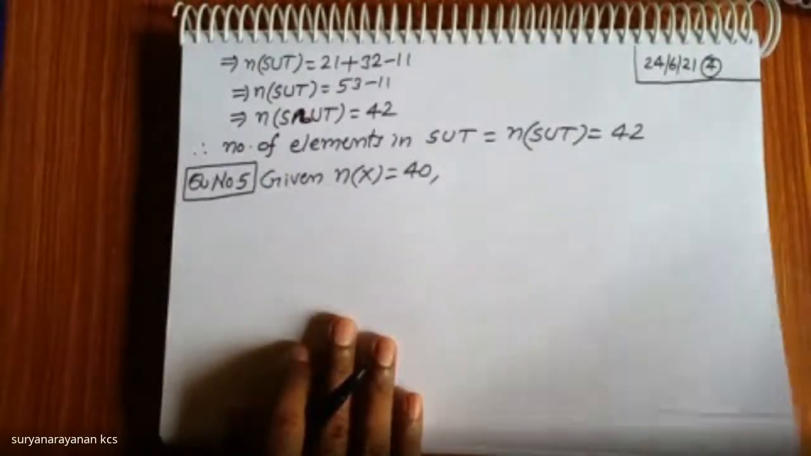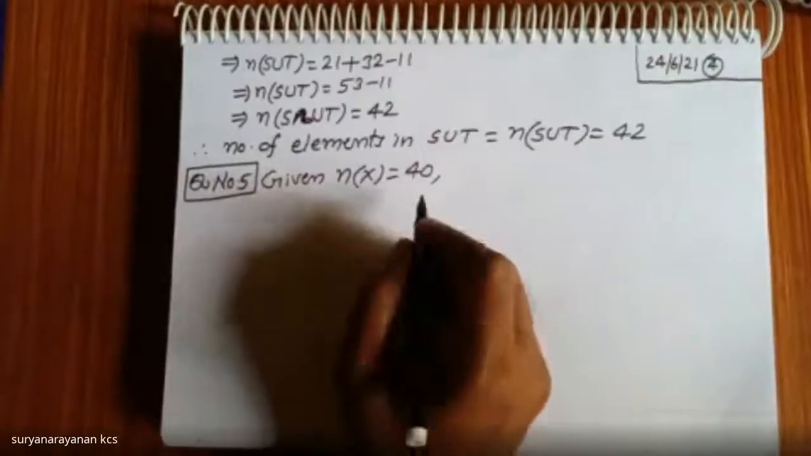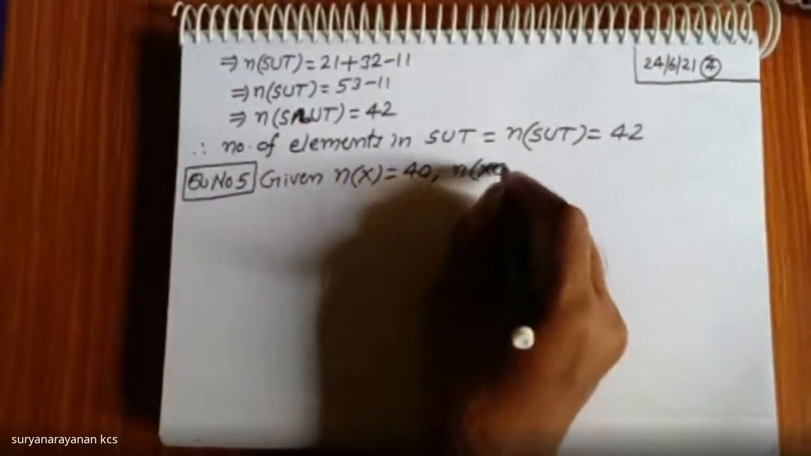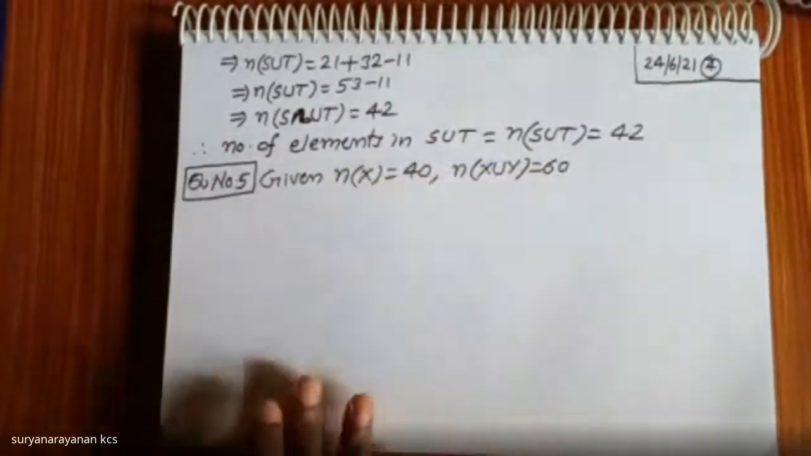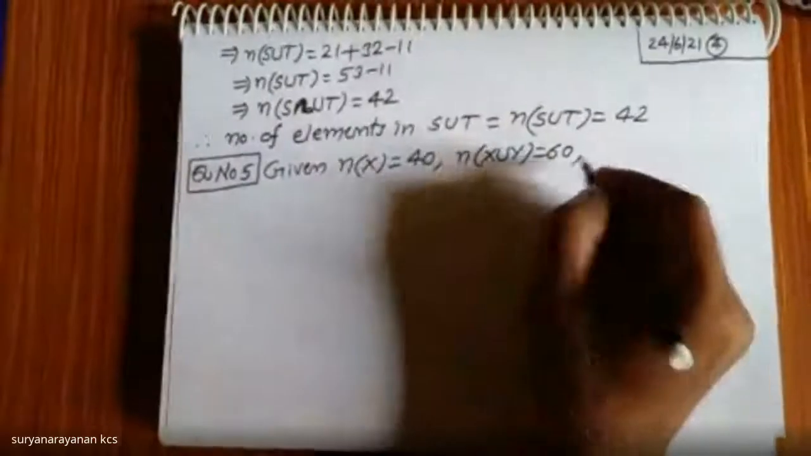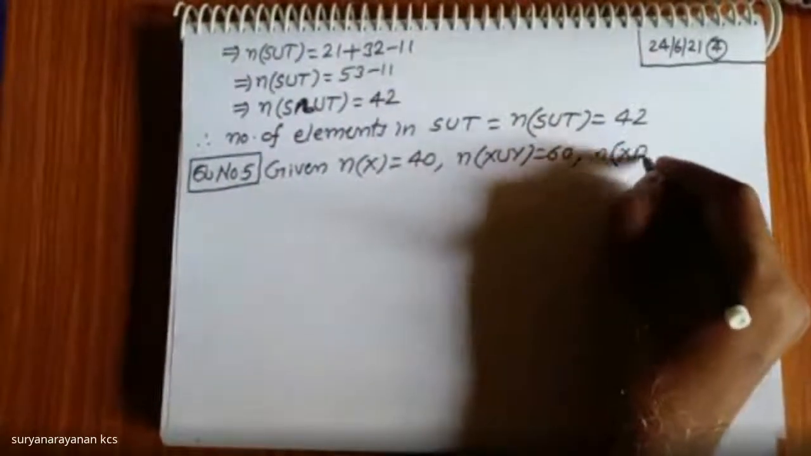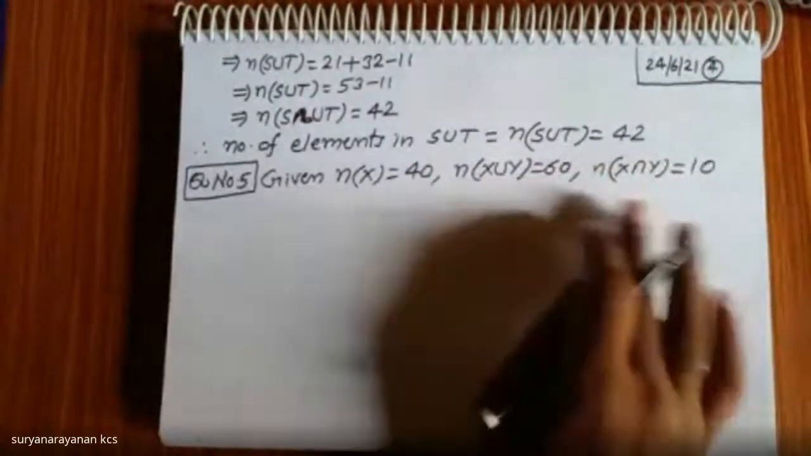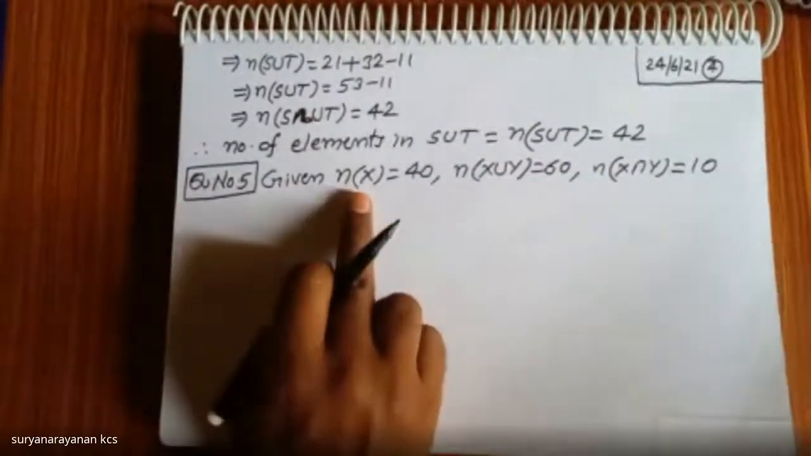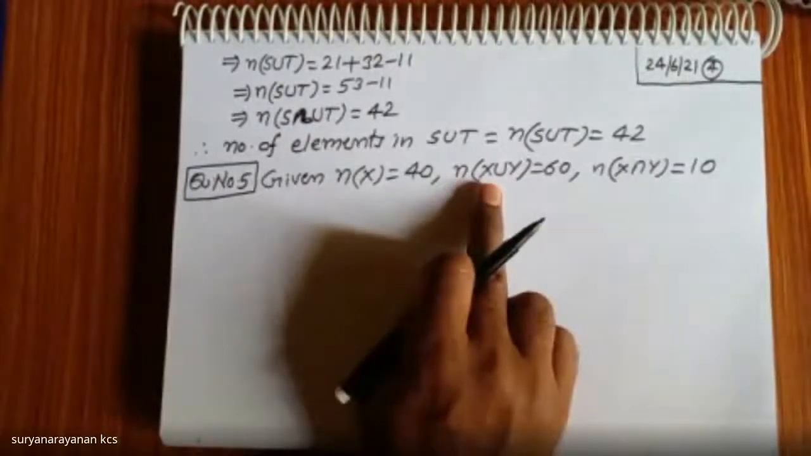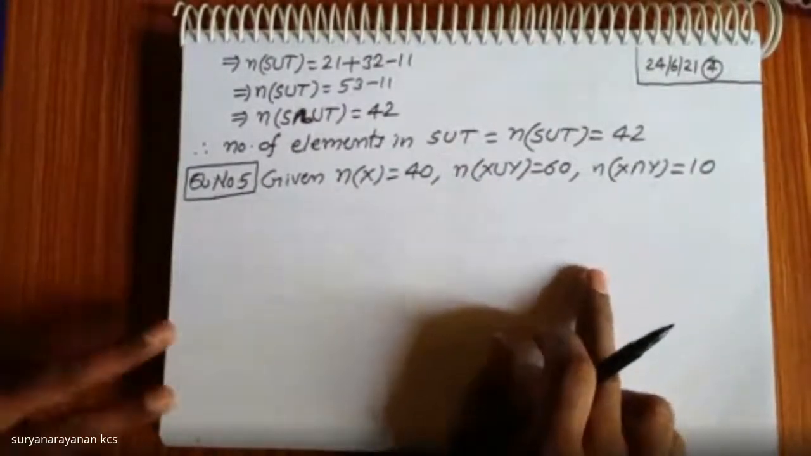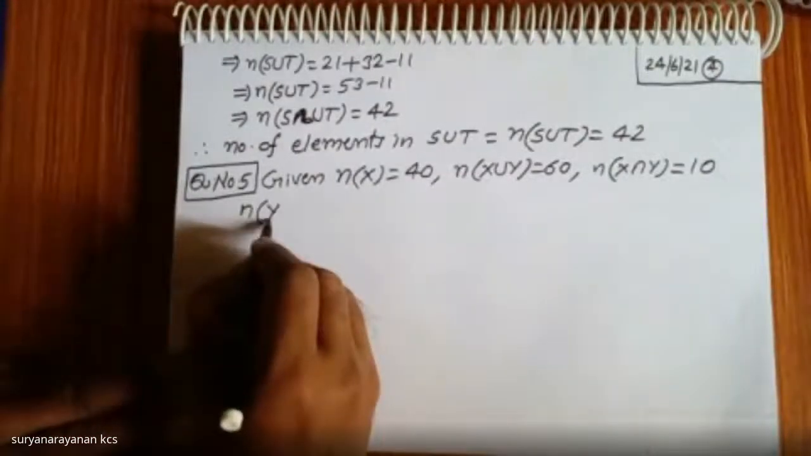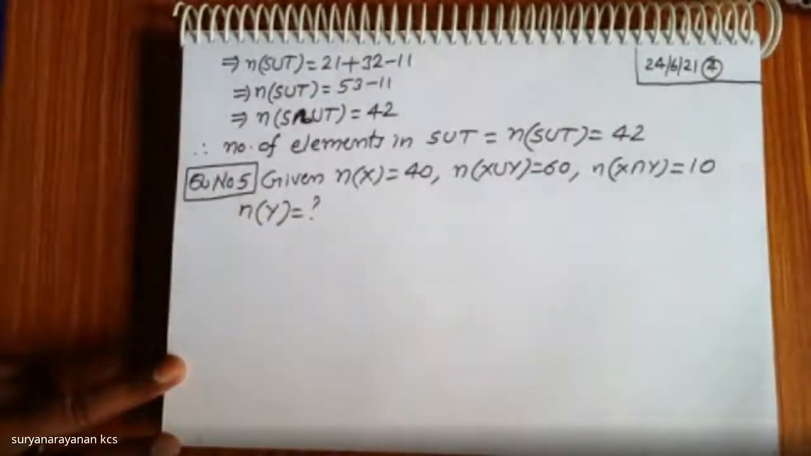And later, what is given? N of X union Y is equal to 60. Very good, my dear Ria. And any other information given? N of x intersection y is equal to 10. This is the given data for us. N of x, N of x union y, and N of x intersection y are given. We have to find N of y.